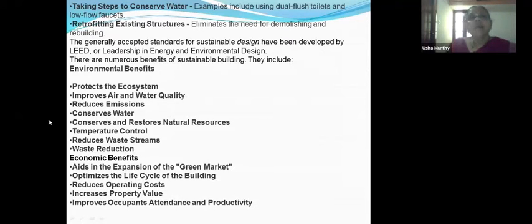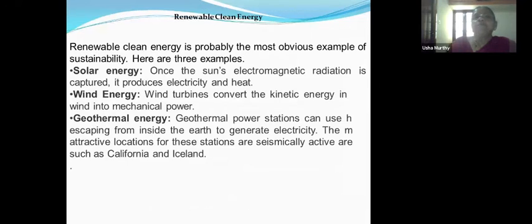And coming to the economic benefits: it aids in the expansion of the green market, optimizes the life cycle of the building, reduces operating costs, increases the property value, and improves the occupants' attendance and productivity.